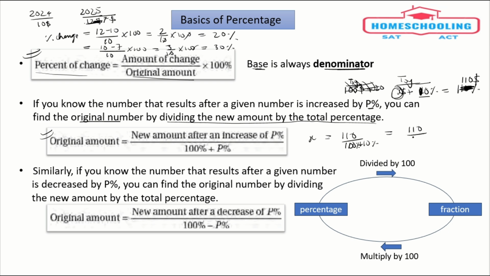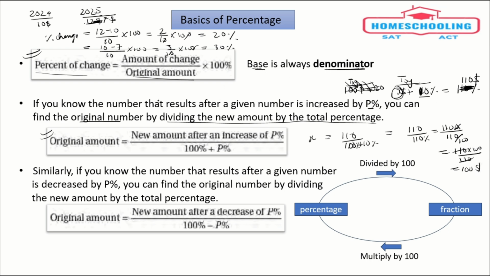So this would be 110 divided by 110%. This can be written as 110 divided by 110 over 100, so this 100 will go on the numerator. So 110 into 100 divided by 110. So the original value before adding tax was $100.